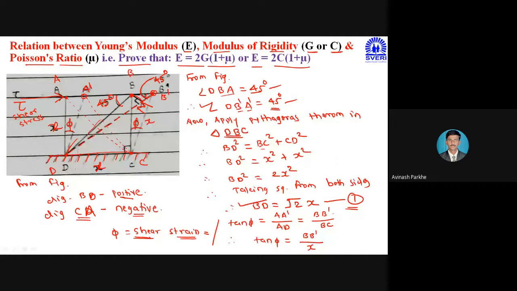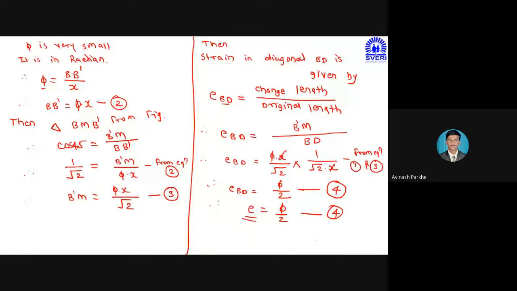So if I apply the tan phi rule, tan is equal to opposite side upon adjacent side, meaning A dash upon AD is equal to B dash upon BC. I have taken only one side, B dash, because that is the parameter I need to find out. Therefore tan phi is equal to B dash upon X. Then the phi angle is very small, measured in radian, so tan phi becomes approximately phi, and phi is equal to B dash upon X. Then I rearranged the terms and got the second equation, B dash is equal to phi into X, equation number 2.